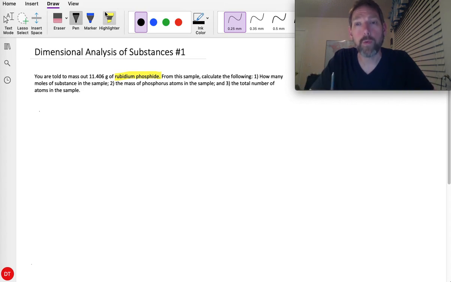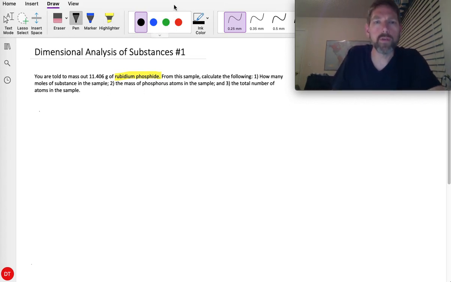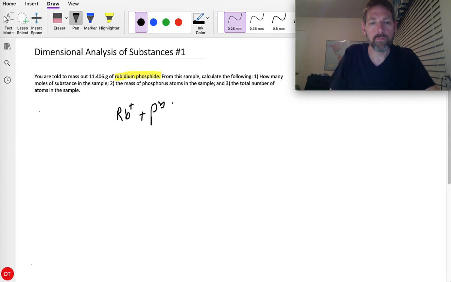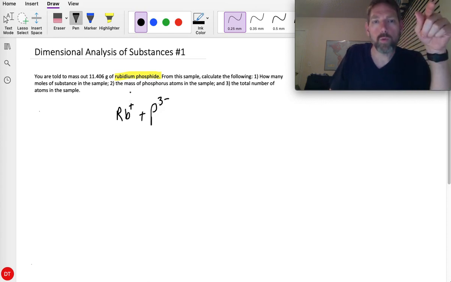All right, so now we're back. So hopefully when you did this, you remembered that rubidium has a +1 charge, and that phosphide means phosphorus, so you were dealing with a -3 charge. So knowing that, this charge here is basically a +1, right? And this is a -3. Well, you need it to equal 0.